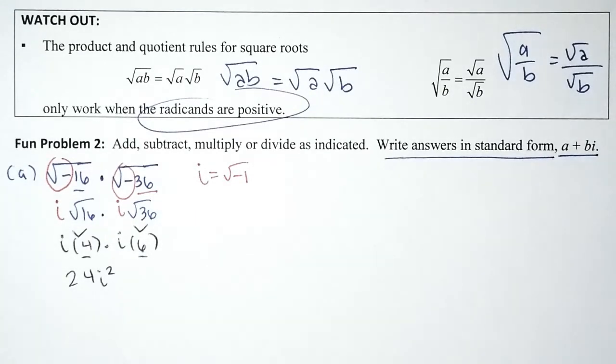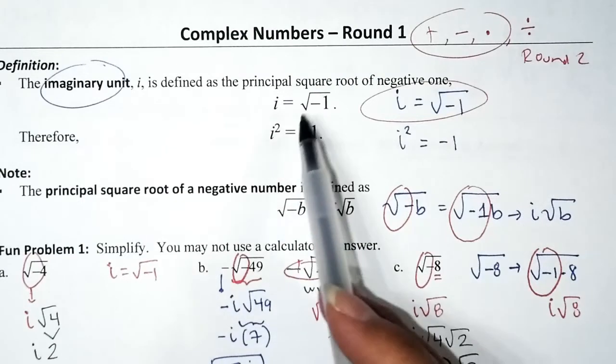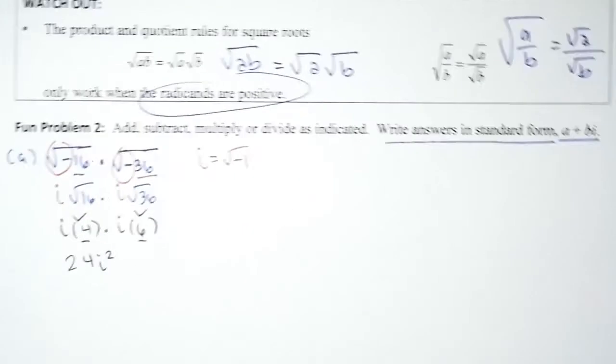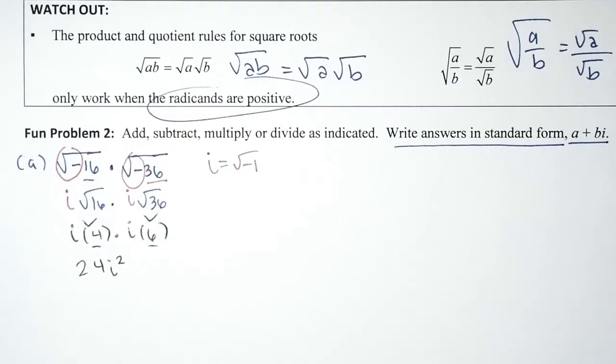i raised to any power other than 1 can be simplified. Should you memorize what i squared is? I mean, you can if you want, but I've said it before. Memorize what you have to and digest as much as you can. You can only memorize so much, okay? So if you're like, oh, I'm going to memorize these two, you can, but it would be such a shame. Just memorize the meaning of the imaginary unit i and then take it from there.